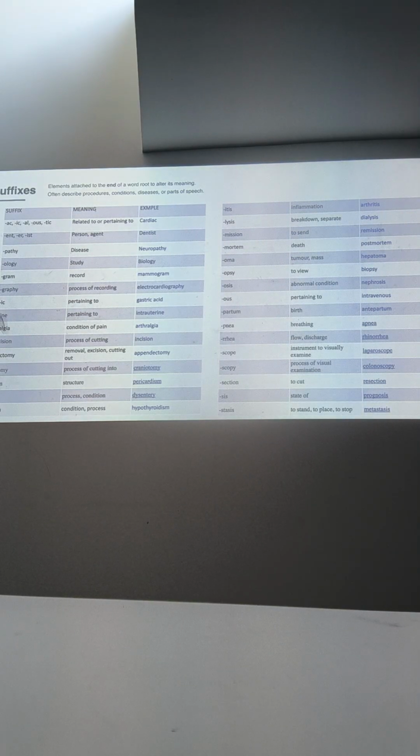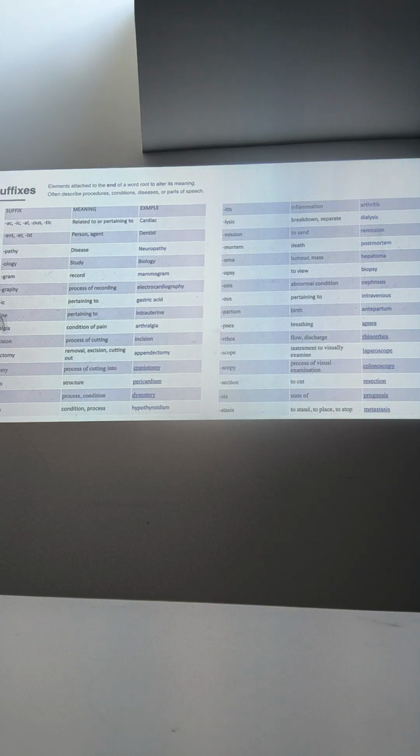And then -ent, or -ist is person or an agent, so that will be a dentist. Dentist. Teeth, -ist, person who works on teeth, your dentist. Then -pathy is the disease, so neuropathy, a disease of the neuron. And -ology is the study, so biology, study of the organisms. And then -gram, think of it, so it records something. So mammogram, that records the breast tissues. It can see if there's any cancer in there from the x-rays.